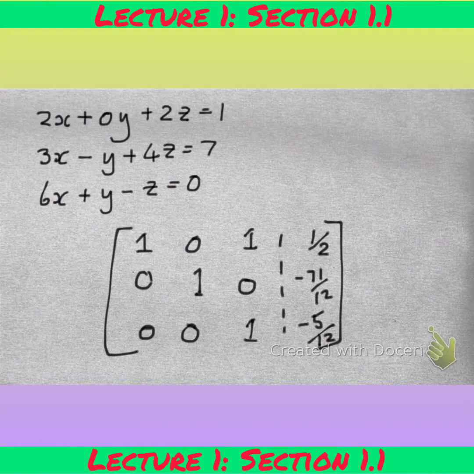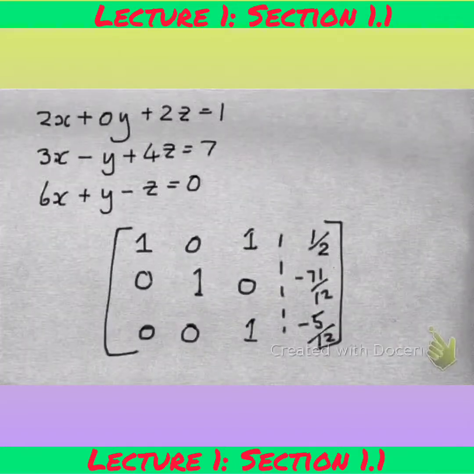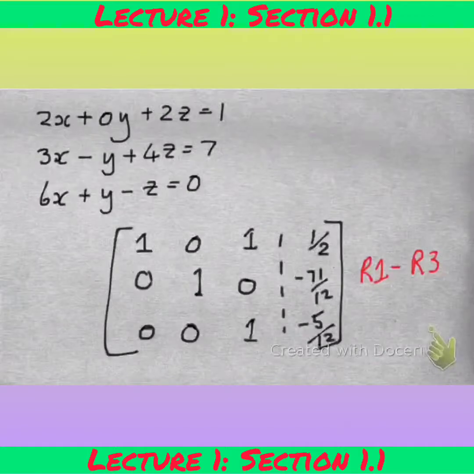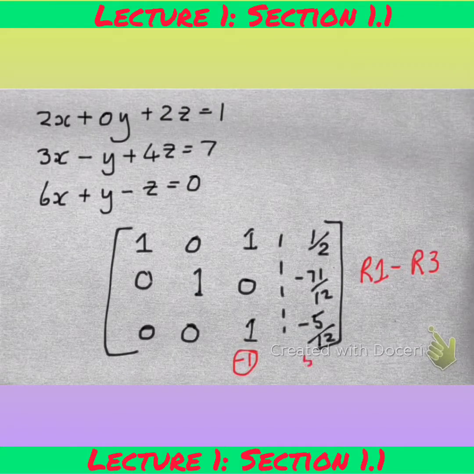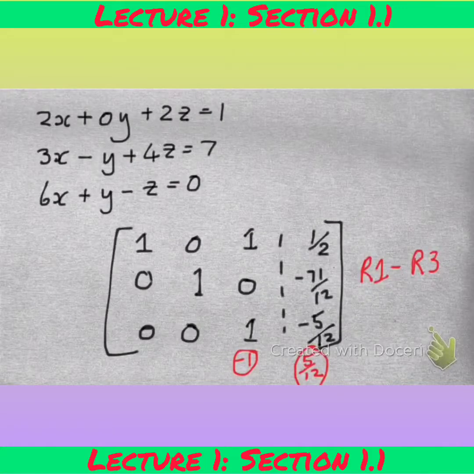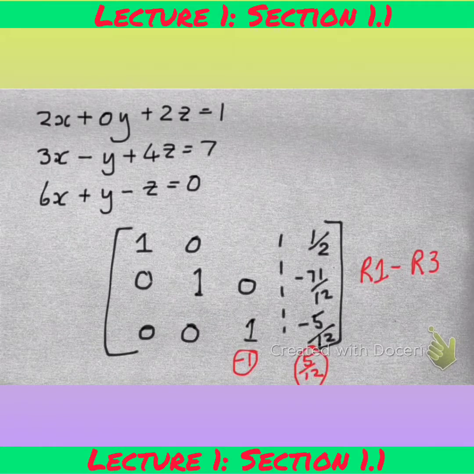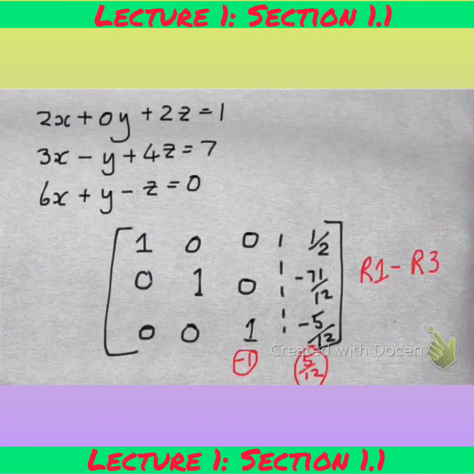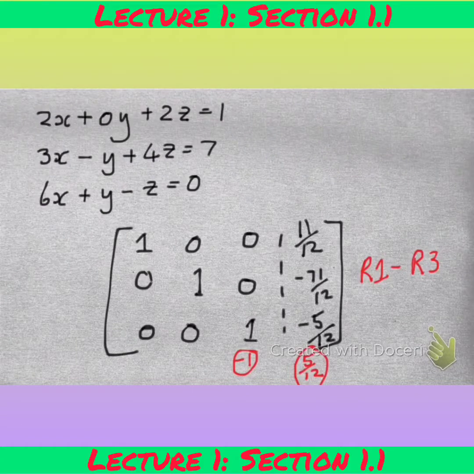Right, then I'm going to change the first row, and I'm going to do that by, again, adding negative the third row to it. Okay, so negative the third row is going to become minus 1 and 5 over 12. Okay, and now adding that to the first row, minus 1 plus 1, that entry there is going to become 0. Okay, and then I'm going to add 5 over 12 to a half, and that is going to give me 11 over 12.